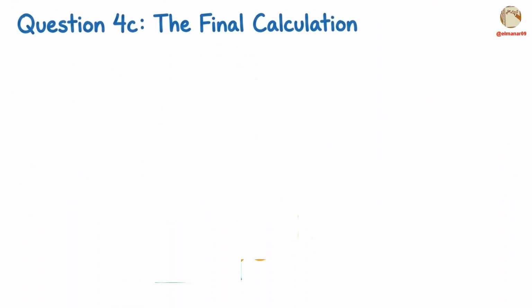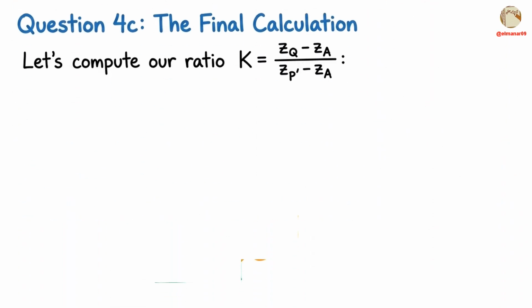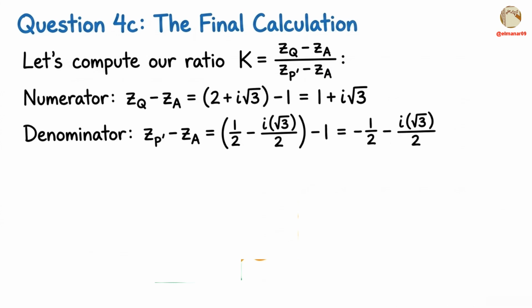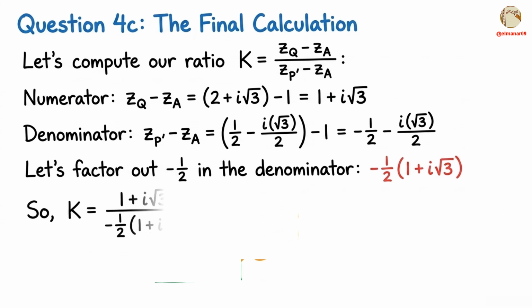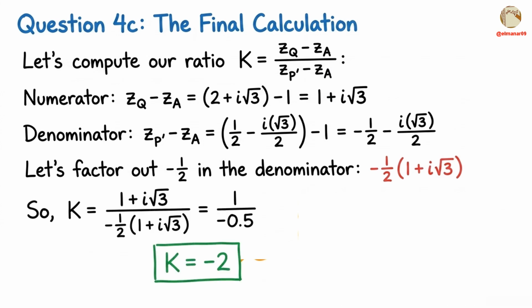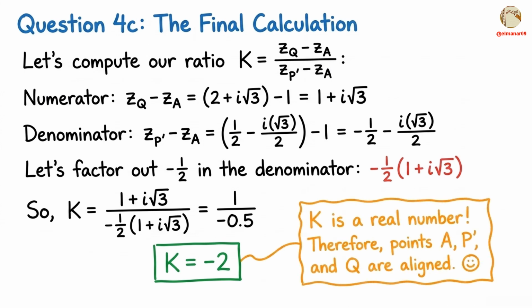Time for the grand finale of our alignment proof. We compute our ratio k. Notice how the denominator is exactly -1/2 times the numerator. They cancel out perfectly, leaving us with a final ratio of k equals -2. Since -2 is a real number, we have mathematically proven that points A, P prime, and Q are perfectly aligned on a single straight line. The algebra never lies.